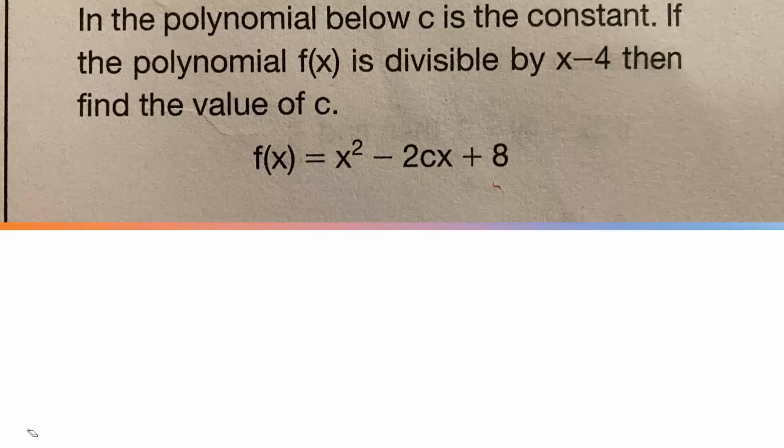Okay, if the polynomial below, C is the constant, so C is a number, so 2 times a number times x. If the polynomial is divisible by x minus 4, okay, so again, remember, we are doing the factoring, and we have x minus 4.